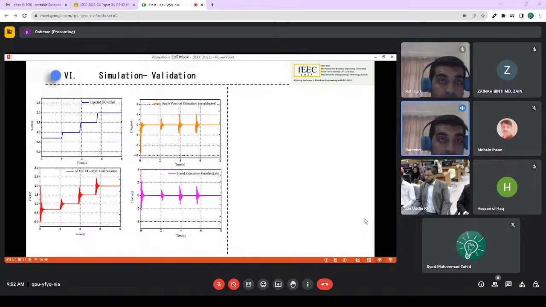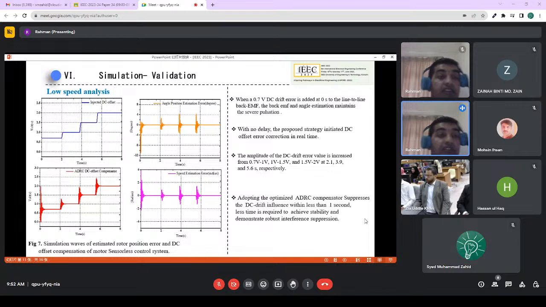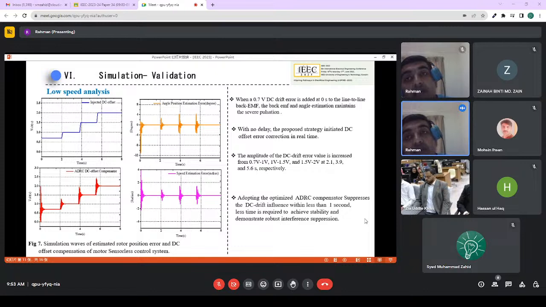So now we talk about our proposed method in the low speed domain. In figure 7, the simulation waveforms are the estimated rotor position error and the DC offset compensation of the motor synthesis control. When a 0.7 volt DC drift error is added at 0 seconds to the back EMF signal, the back EMF and its angle estimation maintain the series pulsation.